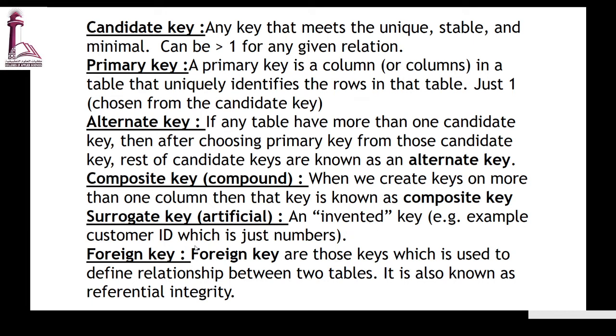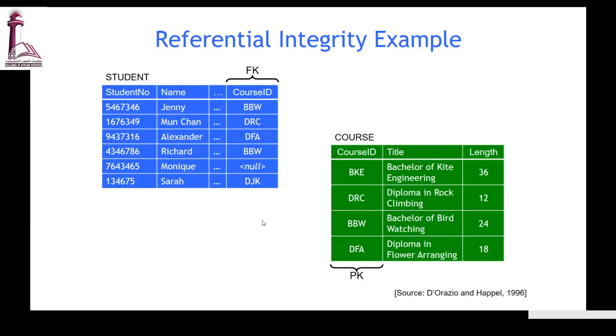For example, customer ID, which is just a number, you can add it. And then next, foreign key. Foreign keys are those keys which are used to define a relationship between two tables, and it is also known as referential integrity. So we will see another example for referential integrity. Here in the course table, course ID is a primary key, and the same course ID is used in the student table as a foreign key.